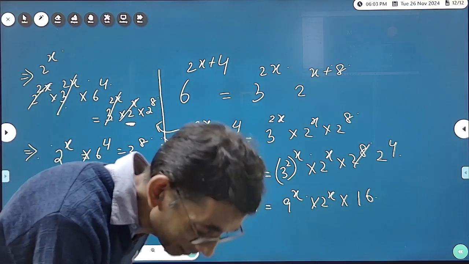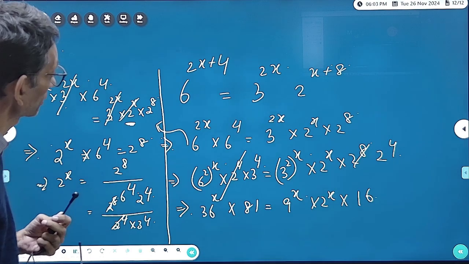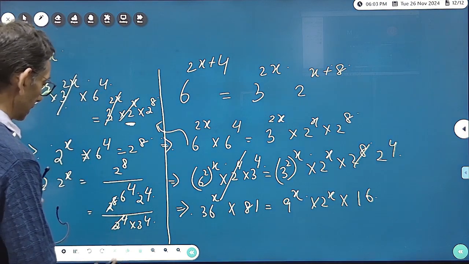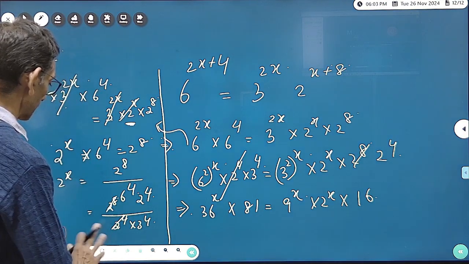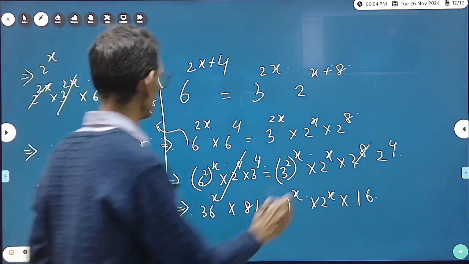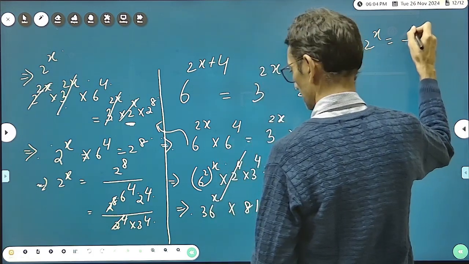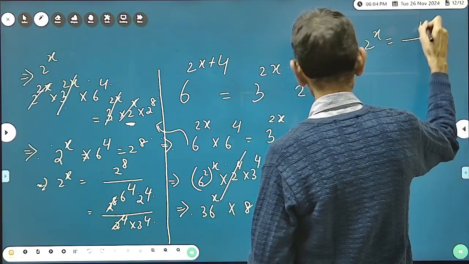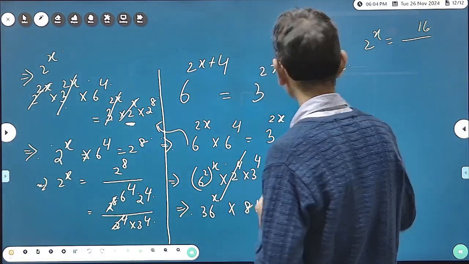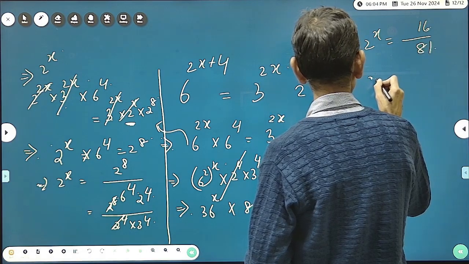I wrote the question wrongly, that's the problem, right? The question should have 3 to the power 3x. Actually it doesn't match here, but it's all right, no problem. So you can cancel 2 to the power 4. Finally what's left out is 2 to the power x equal to 2 to the power 4, that is 16, and 3 to the power 4 means 81, right? 81.